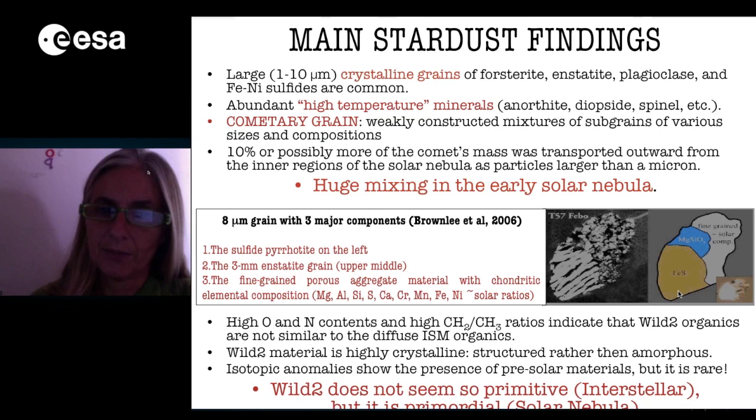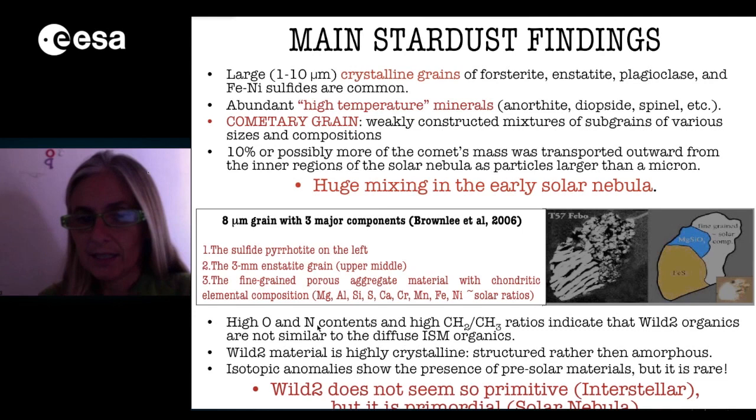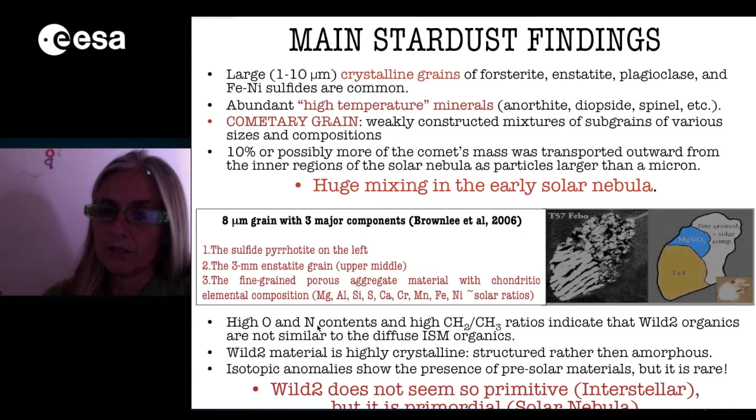High oxygen and nitrogen contents, and also a high ratio of CH2 and CH3, indicate that these two organics are not similar to those found in diffuse interstellar organics. WILT2 material is highly crystalline, structured rather than amorphous, and isotopic anomalies show the presence of pre-solar materials, but it is rare. So WILT2 does not seem so primitive in the stellar sense, but rather primordial. So it's giving a picture of the solar nebula.